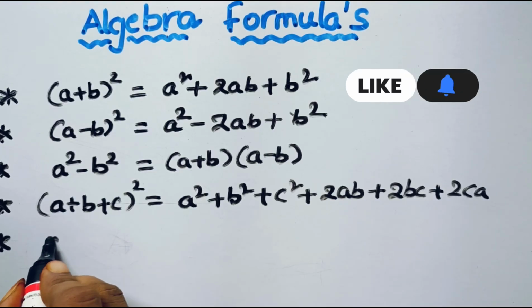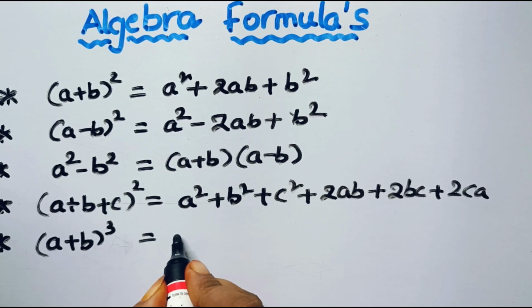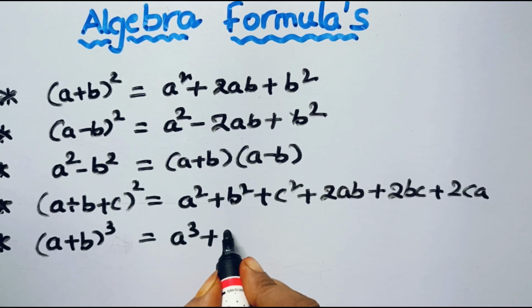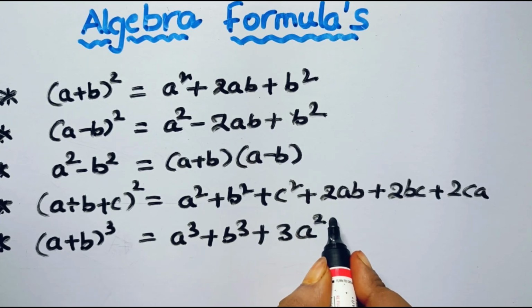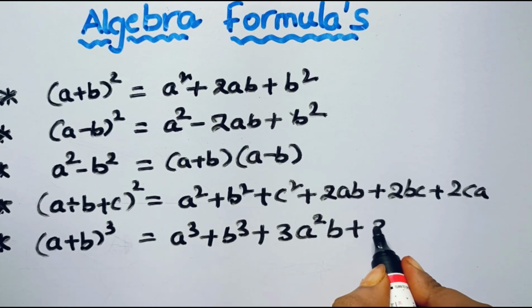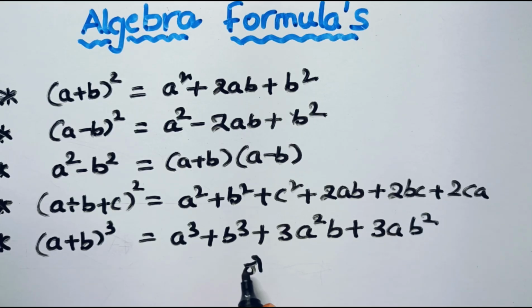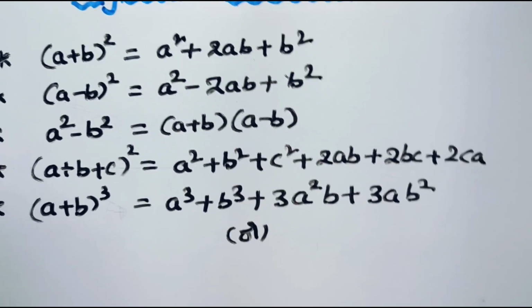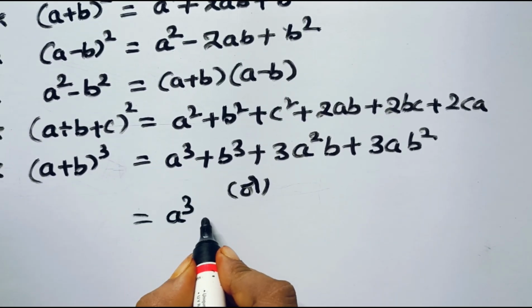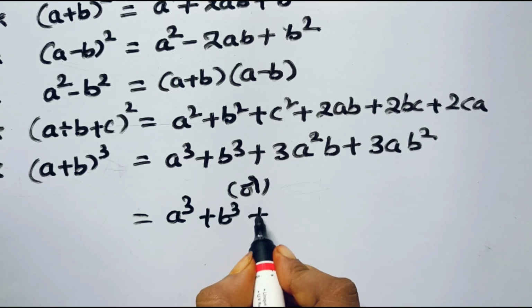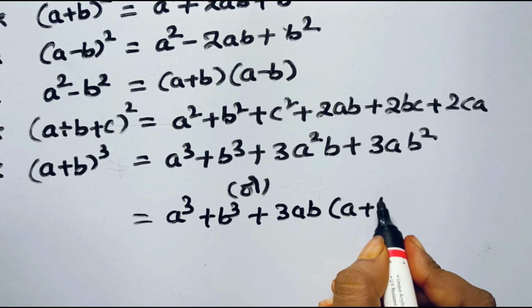Next one is (a + b)³ = a³ + b³ + 3a²b + 3ab², or a³ + b³ + 3ab(a + b).